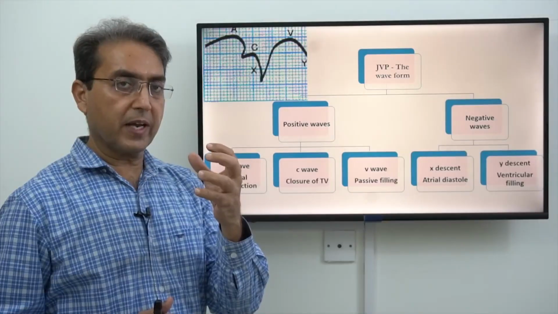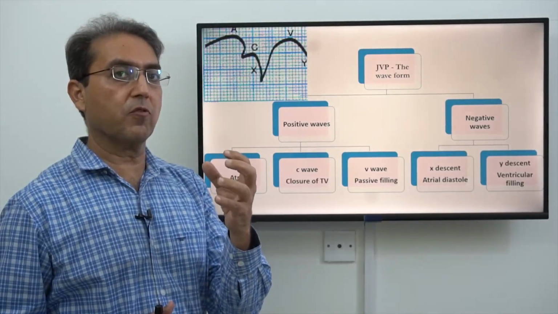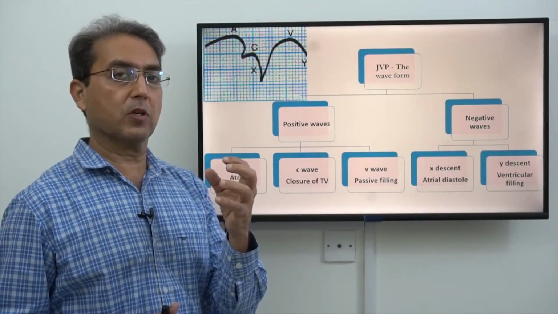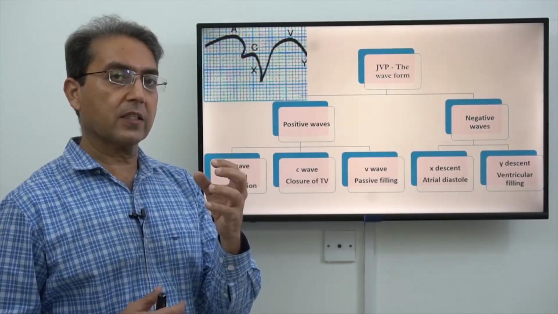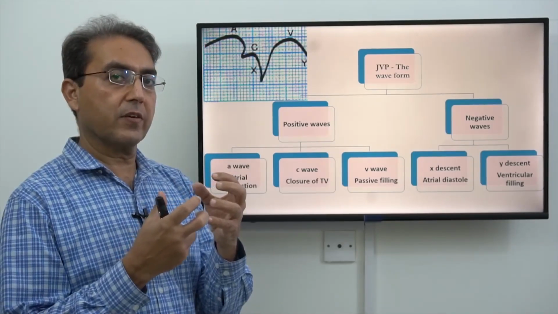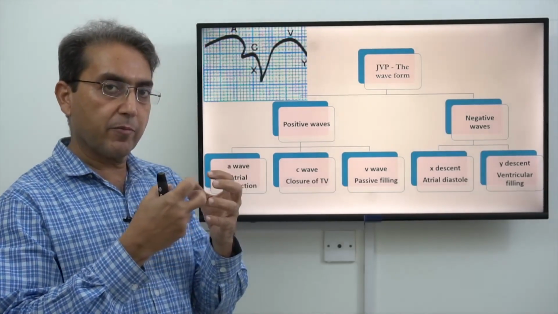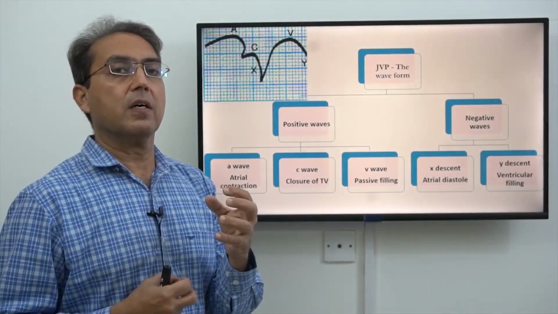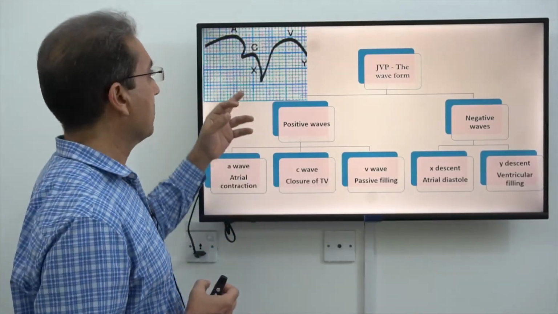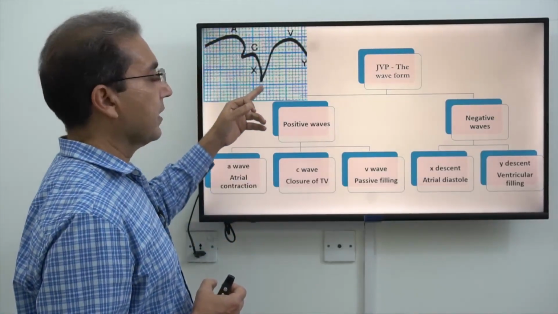Now, when the atrium relaxes, the pressure in the atrium falls. There is another reason for falling pressure in the atrium: when the atrium is relaxing, at the same time the ventricle has started contracting. So the right ventricle contracts and has a little bit of pull on the right atrium. So the right atrium enlarges further, so the pressure drops. This is called the X descent.